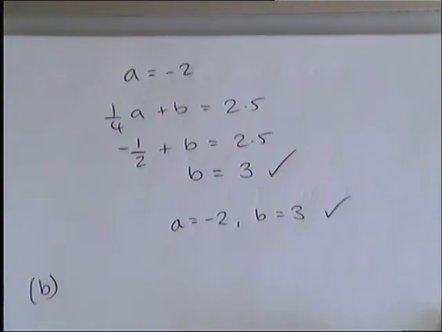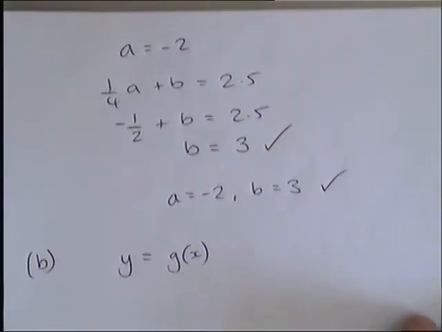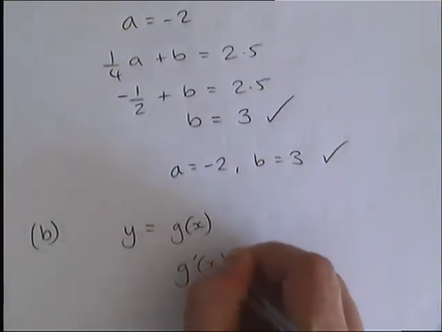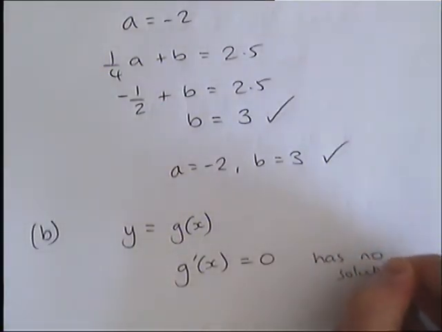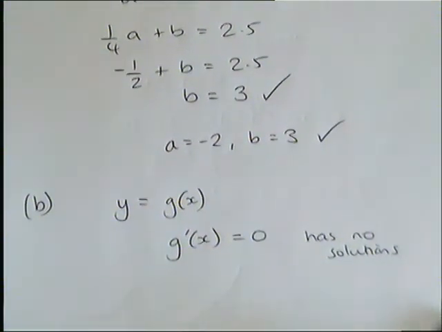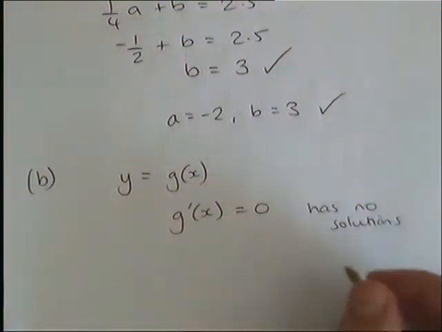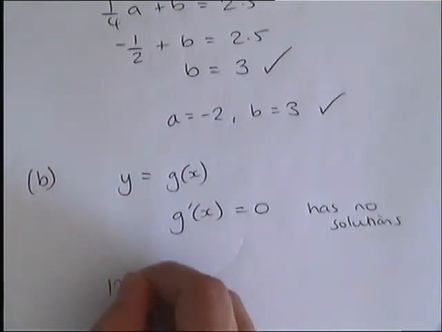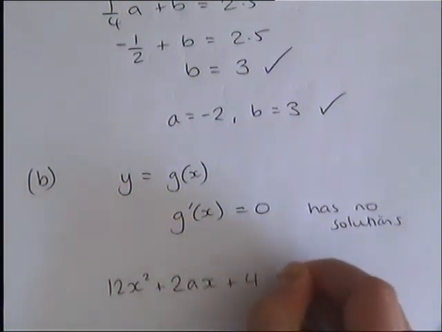Part b of this question says, show that there are no stationary points on the curve y equals g of x. If there are no stationary points, that means that g dashed of x equals 0 has no solutions. So if we try to do g dashed of x equals 0, then we should be able to show that it can't be solved. That was 12x squared plus 2ax plus 4 equals 0.